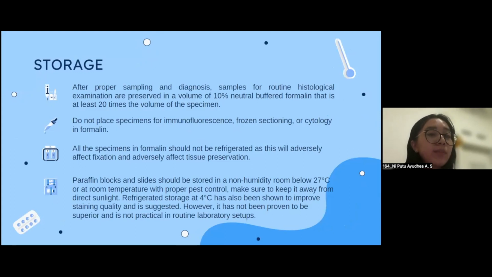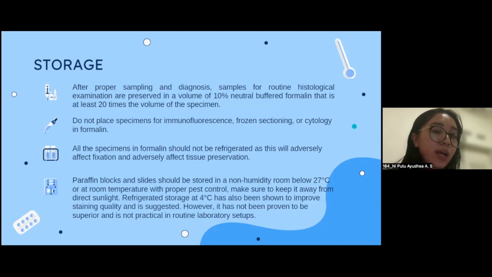I will explain about the storing of the histological specimens. After proper sampling and diagnosis, samples for routine histological examination are preserved in a column of 10% neutral buffered formalin that is at least 20 times the volume of the specimen. Do not place specimen for immunofluorescence, frozen sectioning, or histology in formalin. All the specimen in formalin should not be refrigerated, as this will adversely affect fixation and tissue preservation.